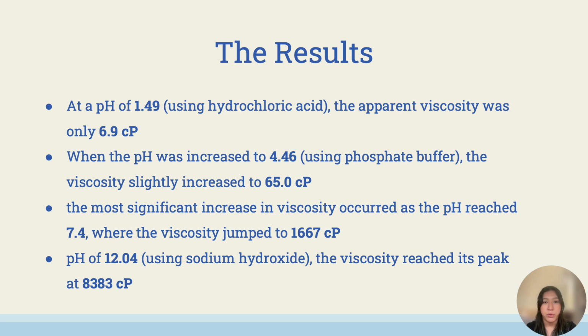Finally, at a pH of 12.04 using sodium hydroxide, the viscosity reached its peak at 8,383 centipoise. At this highly alkaline pH, the polymers remain fully ionized and hydrated, forming a highly viscous gel. Although extremely high pH levels could potentially destabilize the gel, in this case the viscosity continued to increase.